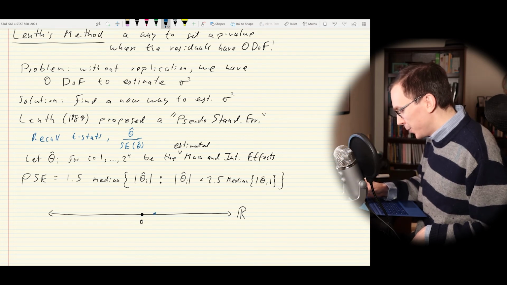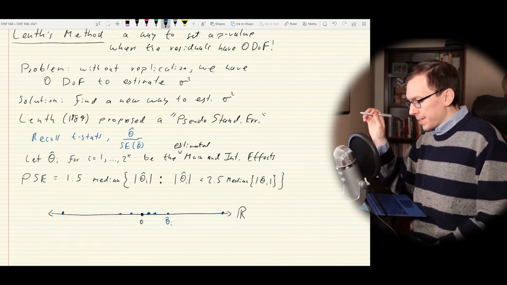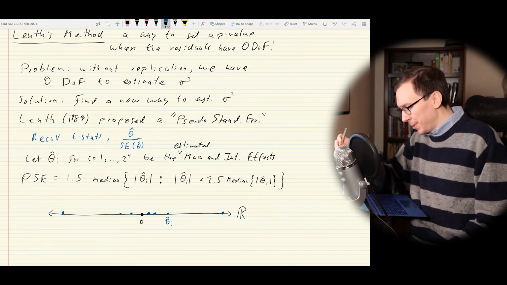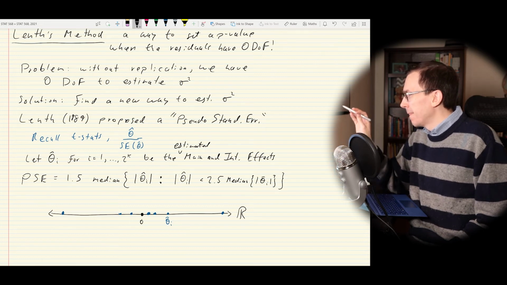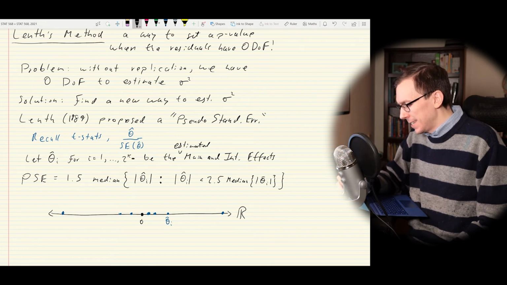So what I would have is a whole bunch of thetas that would be somewhere. Maybe there's some ones that are far away. These are the theta hat i's. So let's see, 1, 2, 3, 4, 5, 6, 7. Is it 2 to the k or 2 to the k minus 1? I think it should be 2 to the k minus 1. Yeah, of course. Sorry, this is supposed to be minus 1.